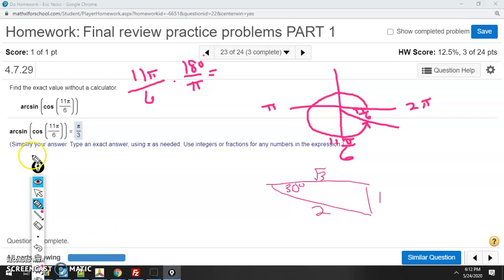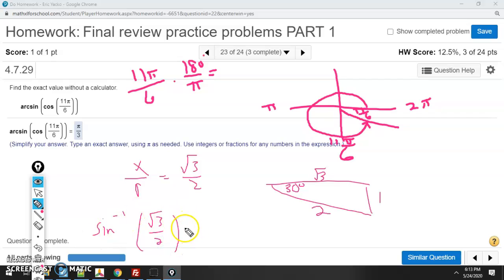So if we do cosine of 11 pi over 6, we're putting in an angle and we're getting out a ratio. Cosine of 11 pi over 6 is actually equal to the ratio of, remember, cosine is equal to x value over the radius. So x value is square root of 3 over radius of 2. So here cosine of 11 pi over 6 is equal to square root of 3 over 2. So now what we have to do is just arcsine. Now arcsine, remember, is sine inverse. So we're doing sine inverse of square root of 3 over 2.